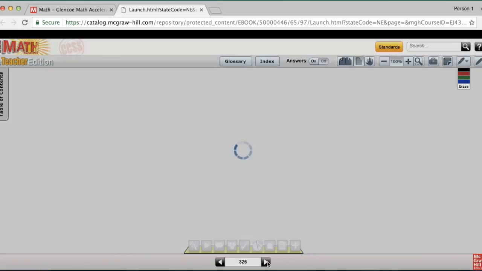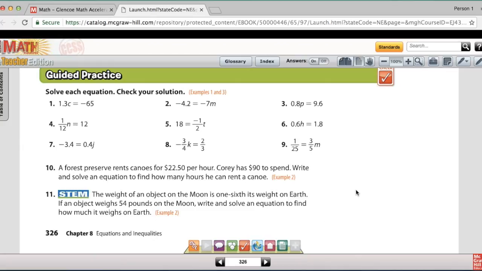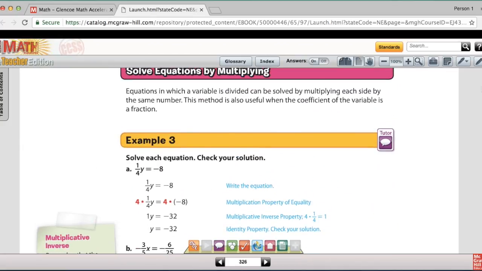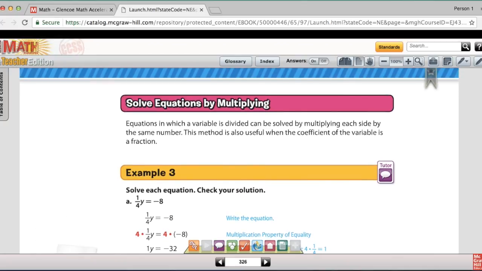And going on to the next page here, example 3, there isn't one, I don't believe. Let me scroll up to the top. Oh, there it is, sorry. Solving equations by multiplying. So you can multiply both sides by the same number. Oops, my pen ran out there. Multiply each side by the same number.